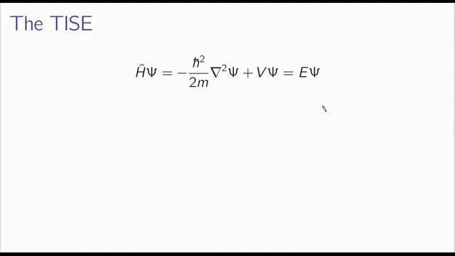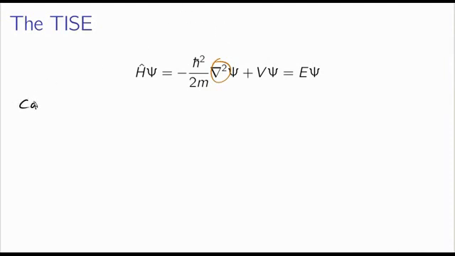First of all, though, the time-independent Schrodinger equation we got looked something like this. The Hamiltonian operator acting on psi is, as before, a kinetic energy operator, p squared over 2m, plus a potential energy operator, V, acting on psi, which gives us just a constant E, a separation constant from separation of variables, times psi.